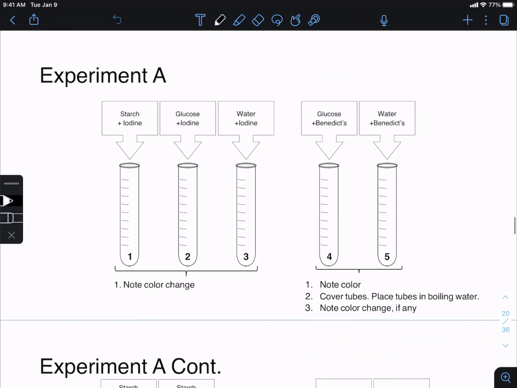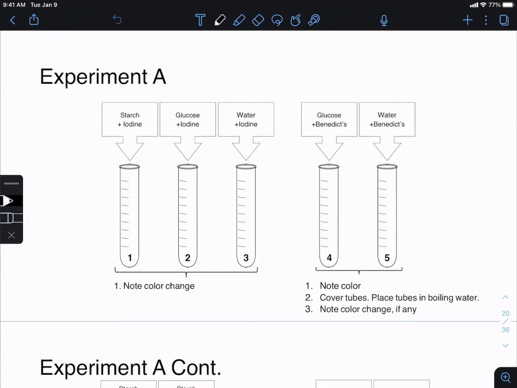Experiment A, let's look at that fairly quickly. We're going to look at a total of 7 test tubes. We're using a lot of test tubes in this experiment. Make sure you give yourself a lot of time to clean up. I'm going to try and get you guys to stop about 30 minutes early, or at least 20 minutes early, because you're going to have a lot of test tubes to wash and clean.